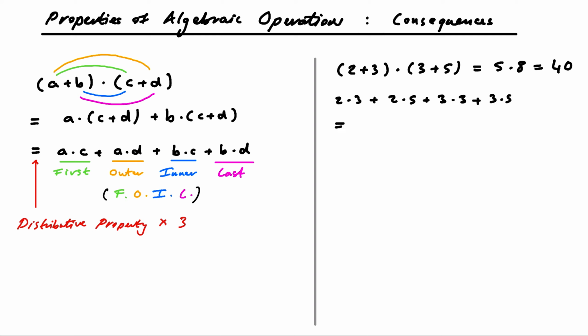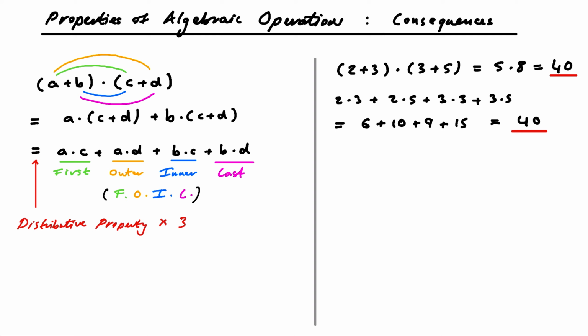What does that come out to be? That comes out to be 6, plus 10, plus 9, plus 15. And adding all this together gives you what? It gives you 40. Fantastic. That's exactly what we hoped. We know the answer is 40. As you'd expect, this is a specific example of a general phenomenon described by the right-hand side.